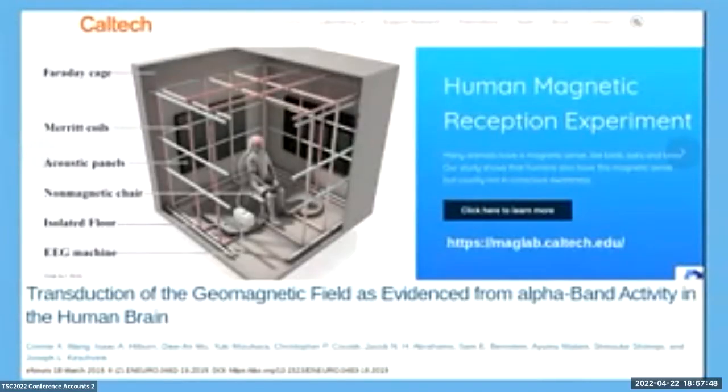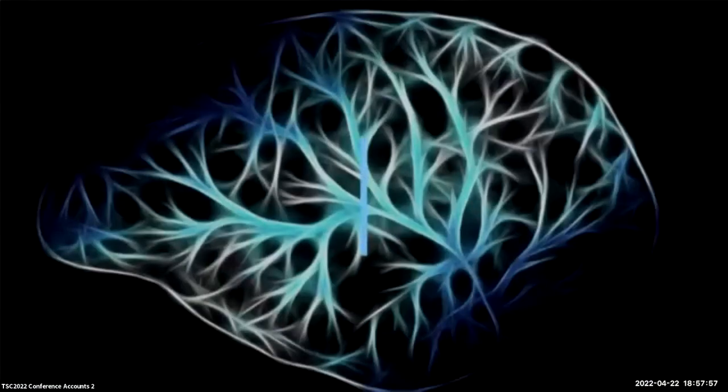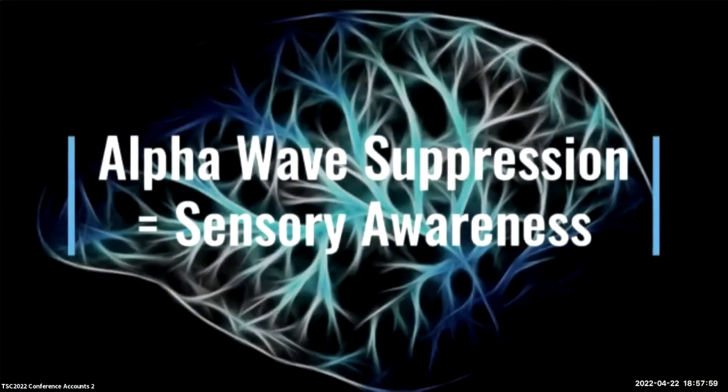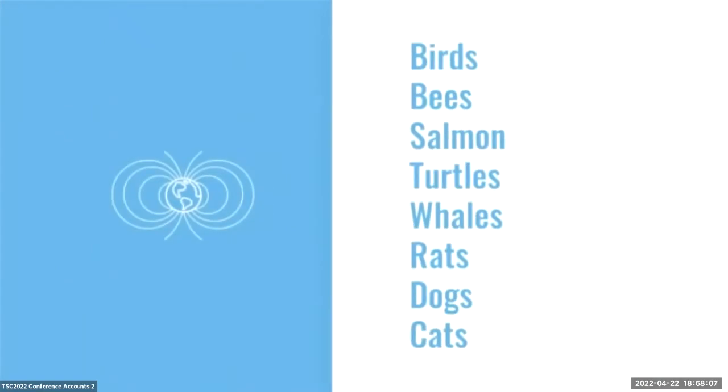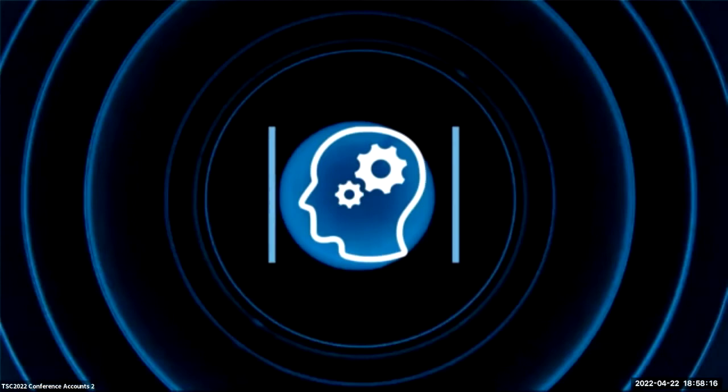The Caltech research only found that humans were subliminally aware of directional changes in an Earth-strength magnetic field. This was detected as alpha brainwave suppression, which is an indicator of sensory awareness. However, many animal species regularly use their ability to orient to the Earth's magnetic field for everyday survival. So how does this sixth sense work?